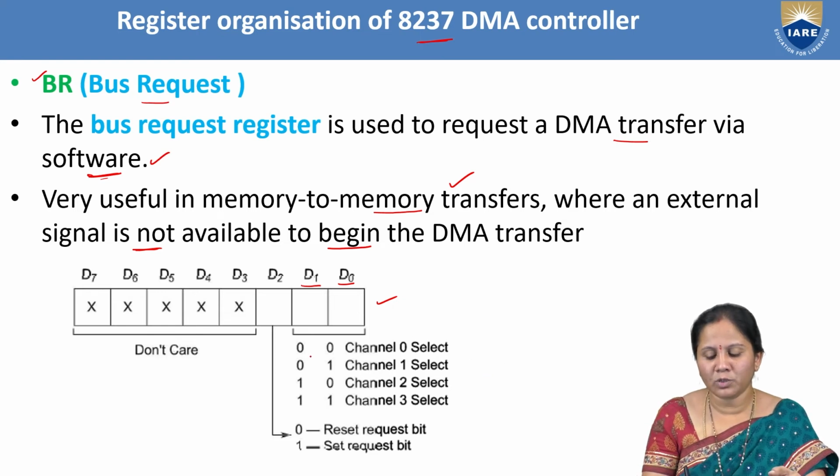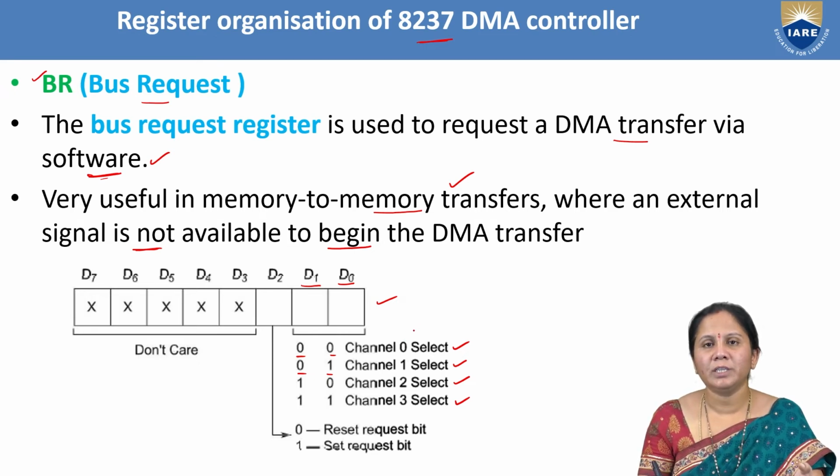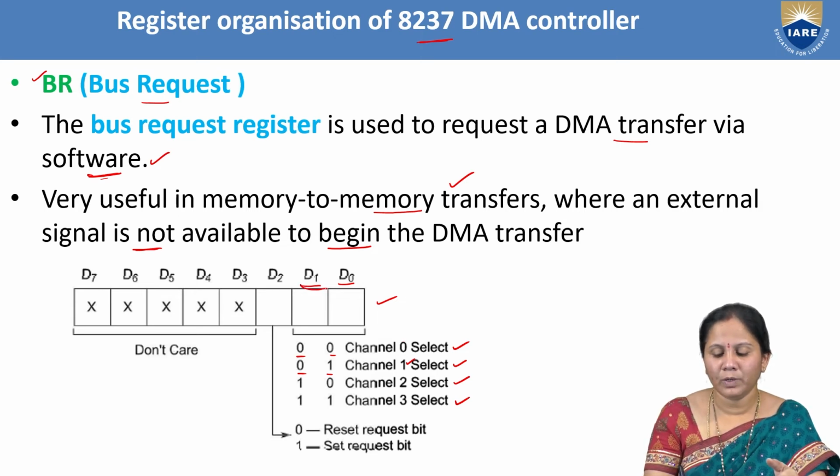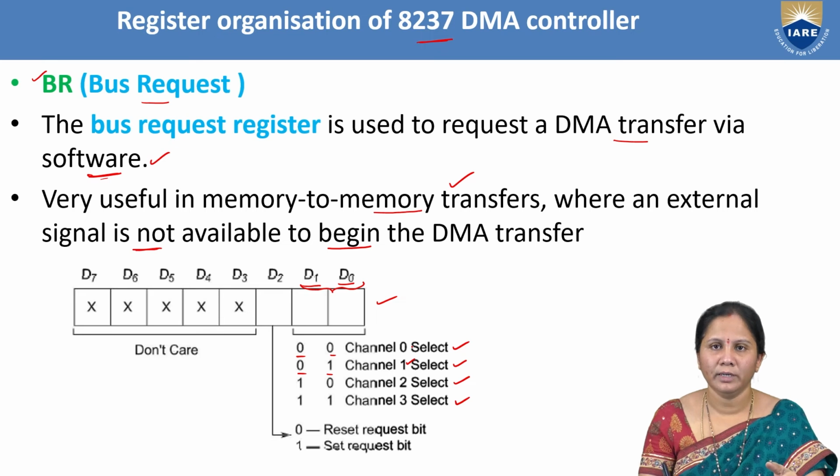So if these 2 bits are 0, 0, channel 0 will be selected. If it is 0, 1, channel 1 will be selected. If it is 1, 0, channel 2 selection. If it is 1, 1, channel 3 will be selected. That means channel 0 is requesting the DMA controller. Channel 2 will be requesting the DMA controller. So which channel will be requesting will be decided by these D0 and D1 bits.